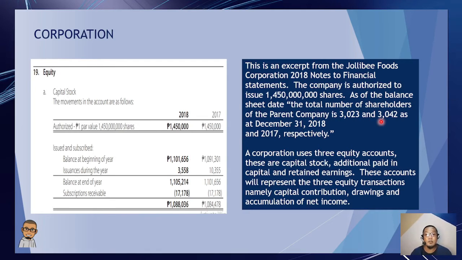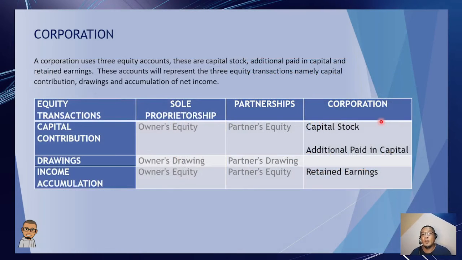3,023 and 3,042 shares as at December 31, 2018 and December 2017. Okay? Now, para mas malinaw, iba ang account na ginagamit ng isang corporation. This is yung capital stock saka additional paid-in capital stock para sa capital contribution. Pag magko-contribute ka ng capital, you have capital stock saka additional capital stock. Di-discuss natin isa-isa yan, don't worry. So, ito yung sa sole prop saka yung sa partnership. Kaya ko siya pinakita para may comparison tayo.